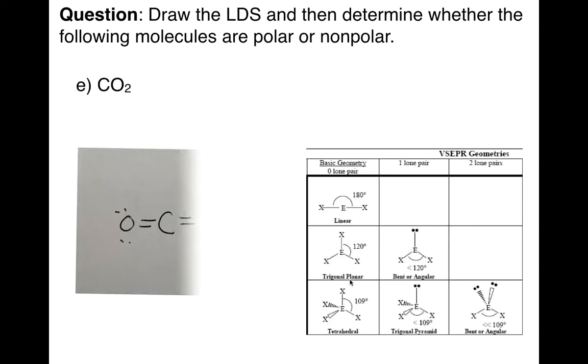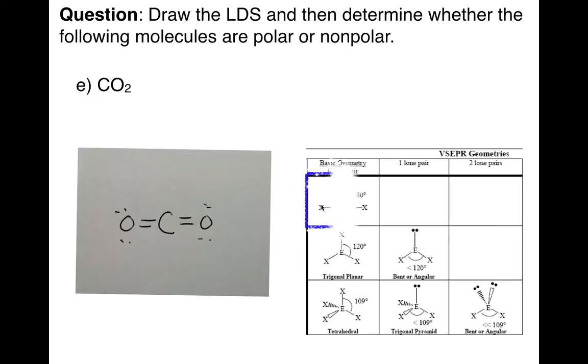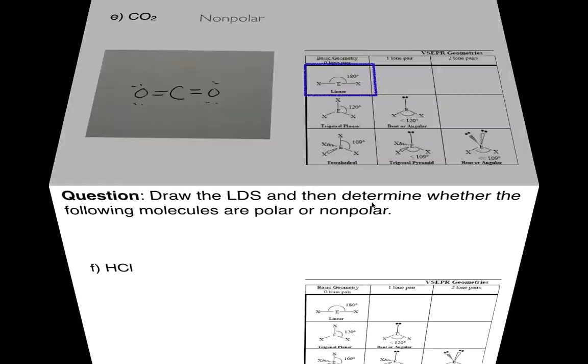CO2, again, that one, I have 2 outer atoms and that's it. So I have 2 outer atoms, 180-degree bond angle. That means that it's linear, and that would be nonpolar.